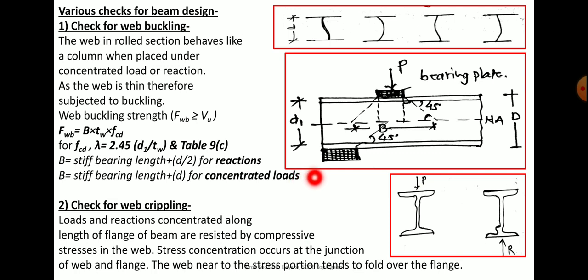So using that, rearranging the terms and formulating the formula, you can directly consider lambda calculated as 2.45 times d1 divided by tw. This d1 is nothing but the depth excluding the thickness of flange, or in the steel table you may directly consider h1 value instead of d1. So lambda is given as 2.45 h1 divided by tw. Now referring to table 9c, for calculation of FCD, you can go with the calculation of FCD value, and B is given as strip bearing length.